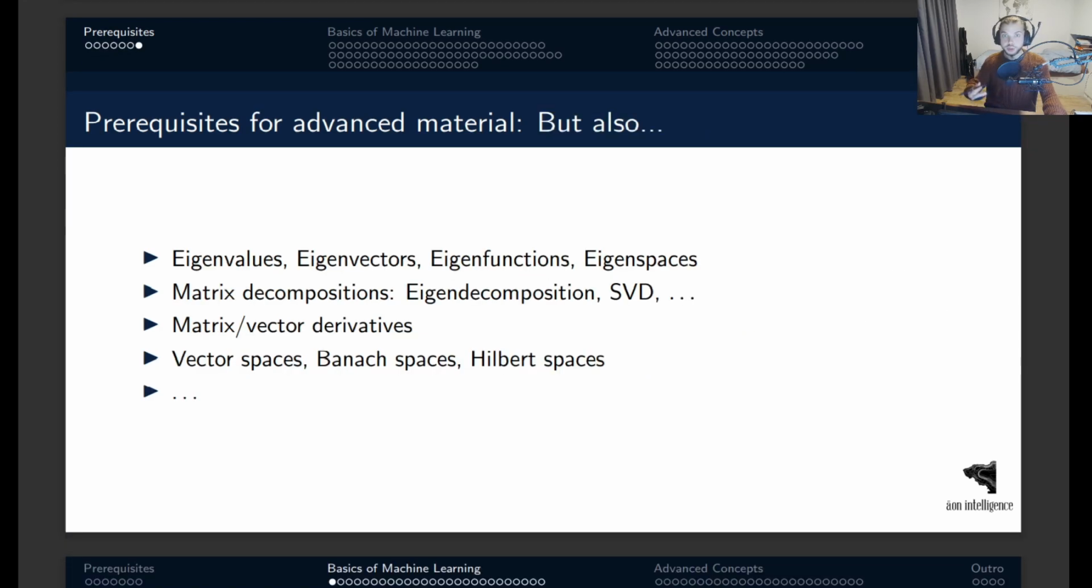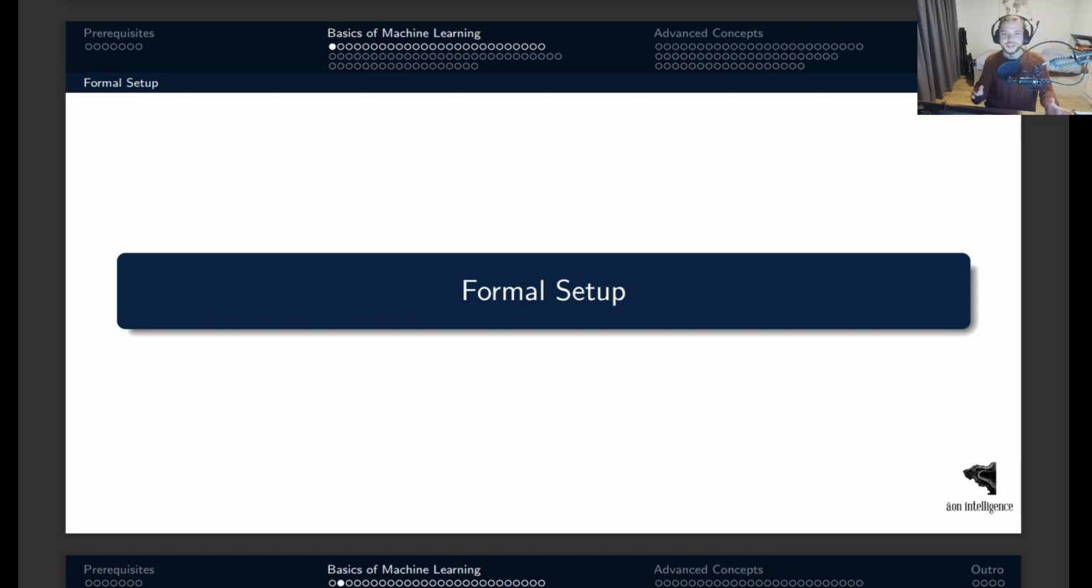So there are other prerequisites for the advanced material, but it would be just too long of a list to write out explicitly. So let me just give you a highlight of the concepts that you'll also encounter when studying the advanced material. We'll make use of a lot of eigen stuff: eigenvalues, eigenvectors, eigenfunctions, eigenspaces. We'll make use of common matrix decompositions, for example, the eigen decomposition and the singular value decomposition. In order to speed up my proofs and calculations, I'll make frequent use of matrix and vector derivatives. And finally, if you know about vector spaces, Banach spaces, Hilbert spaces, this will definitely help in the later sections of this module. But so much about the prerequisites. We're ready to now start with the formal setup.